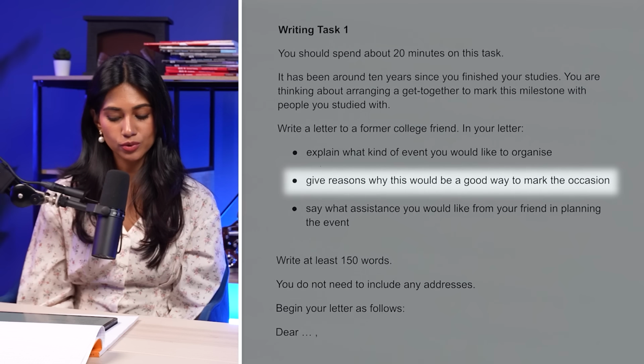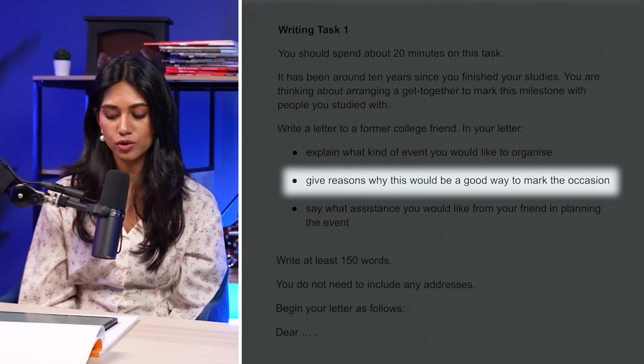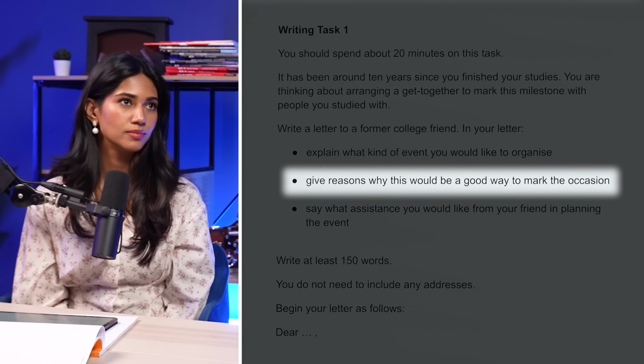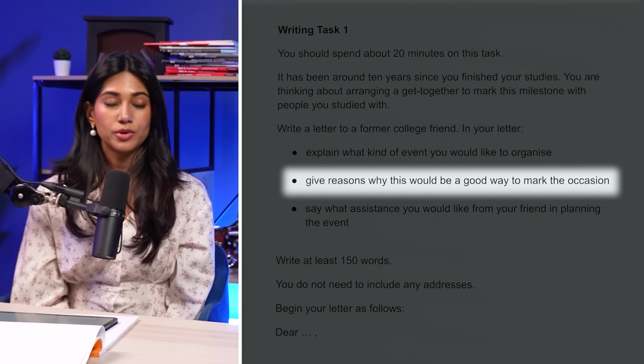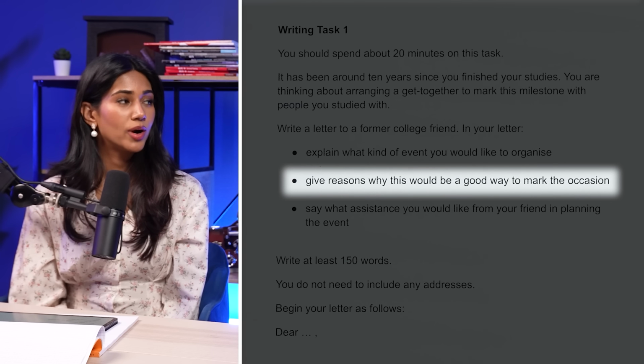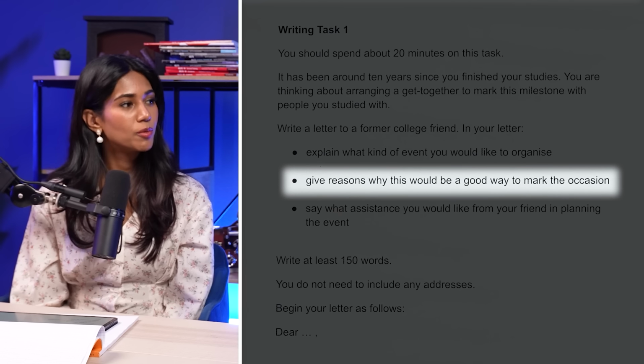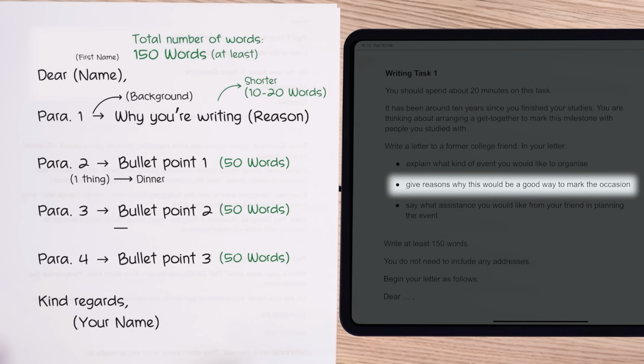Next one. Number 2, give reasons why this would be a good way to mark the occasion. Okay. Why would dinner be good instead of something else? You can make something up completely. It would be dinner at a particular restaurant. That is where we used to have all of our dinners when we were back in college. Old restaurant.